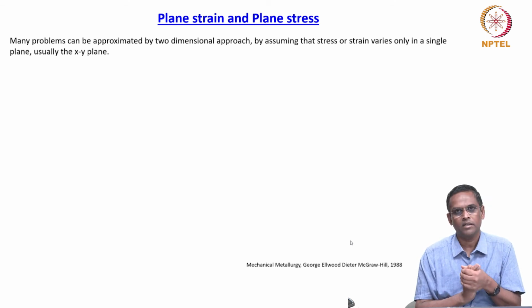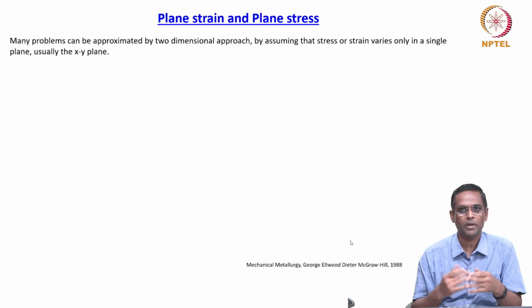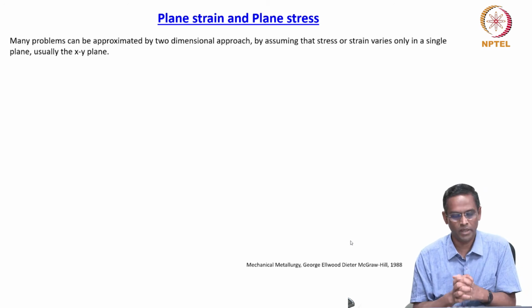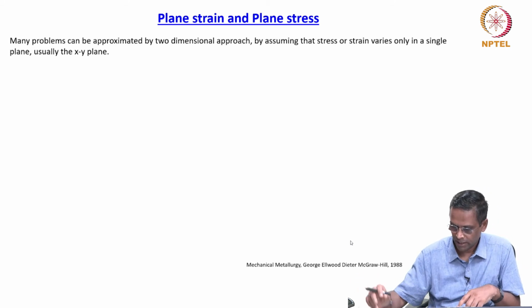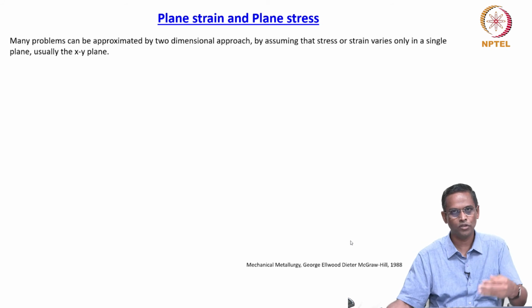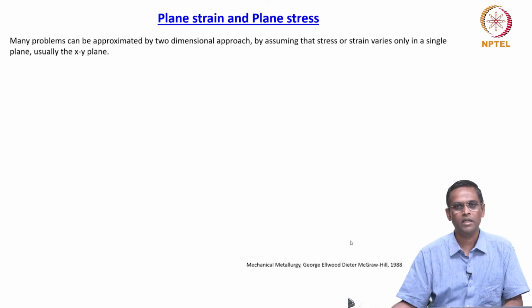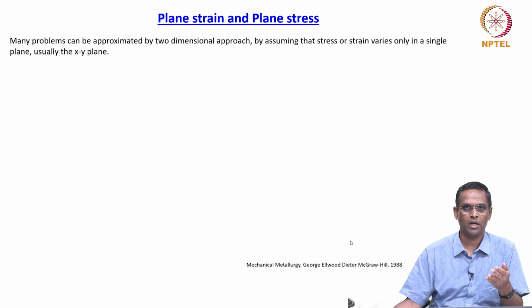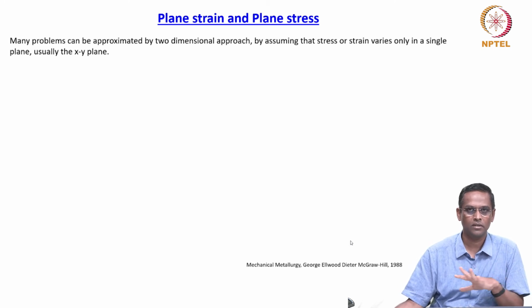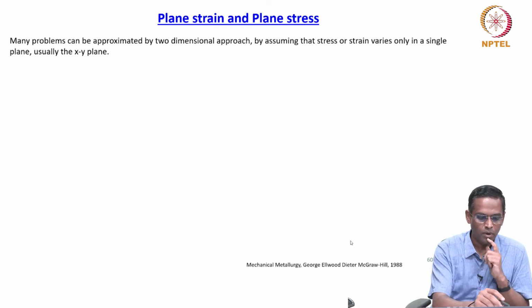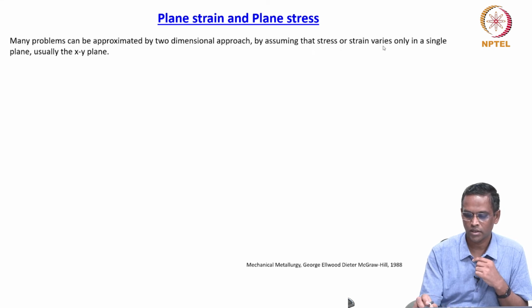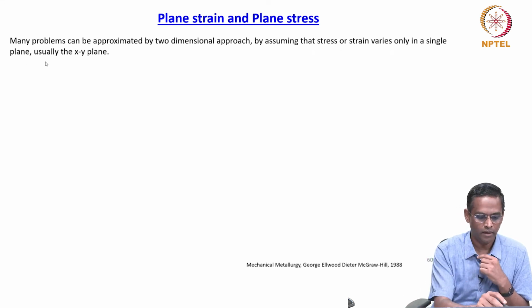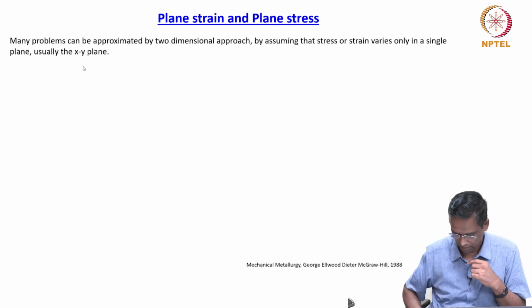most of the engineering problems in practical situations become too complex, right? So, if you make it a three dimensional problem and reduce it by 1 dimension, the mathematical treatment can be simpler. You can try to solve completely. That is the primary reason. So, many problems can be approximated by a 2-dimensional approach by assuming that the stress or the strain varies only in a single plane, usually in the xy plane.